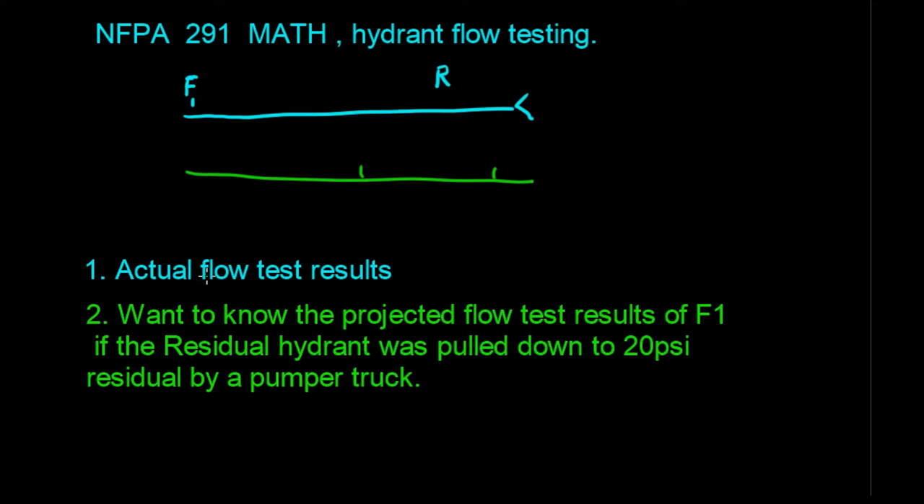What cities want is the actual flow test results from the flowing fire hydrant. So they'll want to know the GPMs on this one. And then for the residual hydrant, you need to record the static and residual pressure from a gauge.